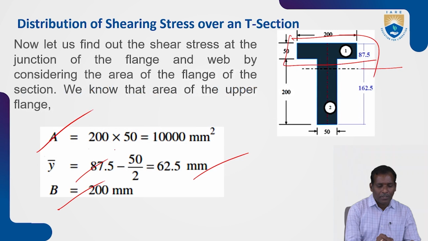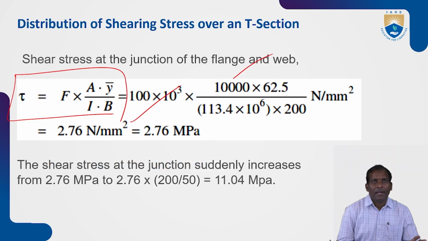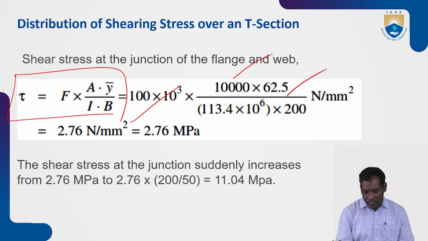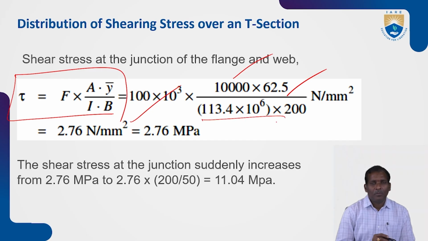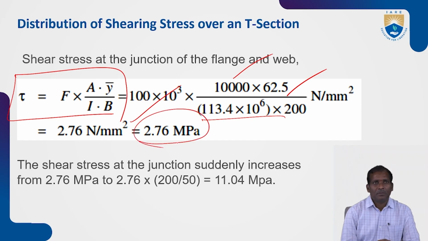That is 200 into 50. And y bar also you have calculated, 62.5. What is the I? The moment of inertia given in a problem, 113.4 into 10 to the power 6, into the width of the section, the flange, that is 200. So finally, you will get 2.76 megapascal.